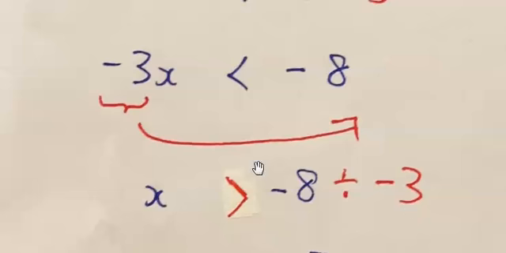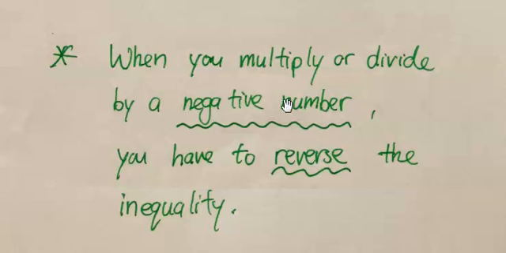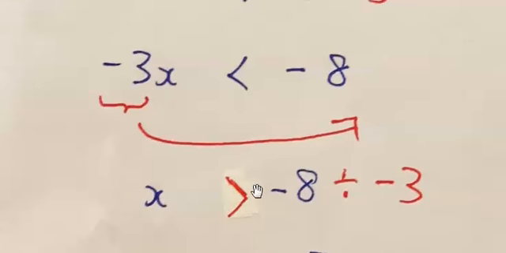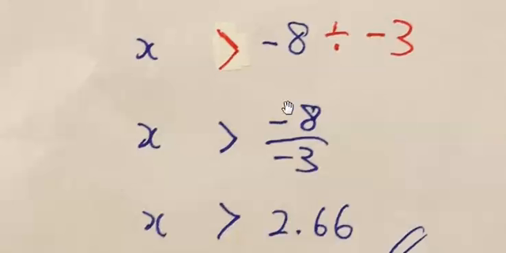greater than negative 8 divided by negative 3. Now take note, this is very important, that the inequality sign over here changes from less than to greater than. This is because when you multiply or divide by a negative number, you have to reverse the inequality. So this is what happens here. A lesser than inequality sign changes to a greater than. From here, you can simply work out negative 8 divided by negative 3 and then you will get your answer x greater than 2.66.